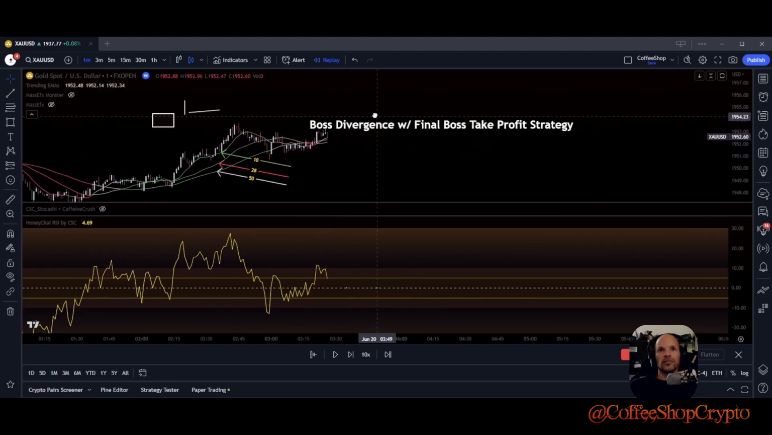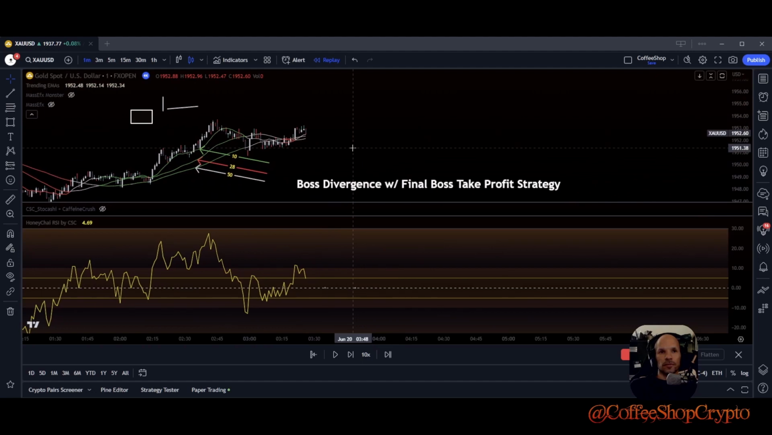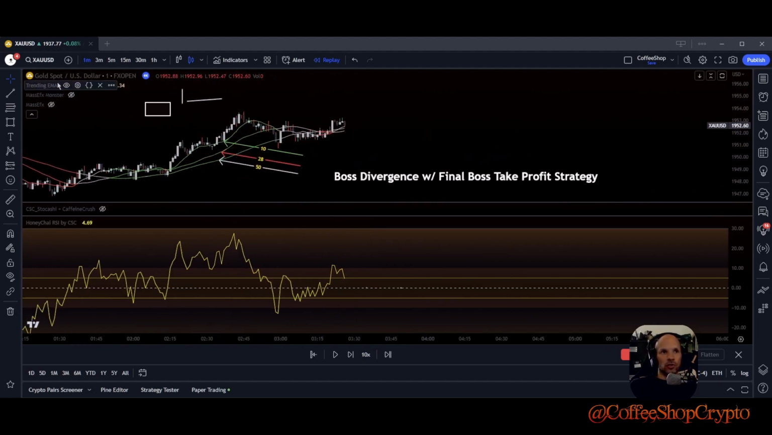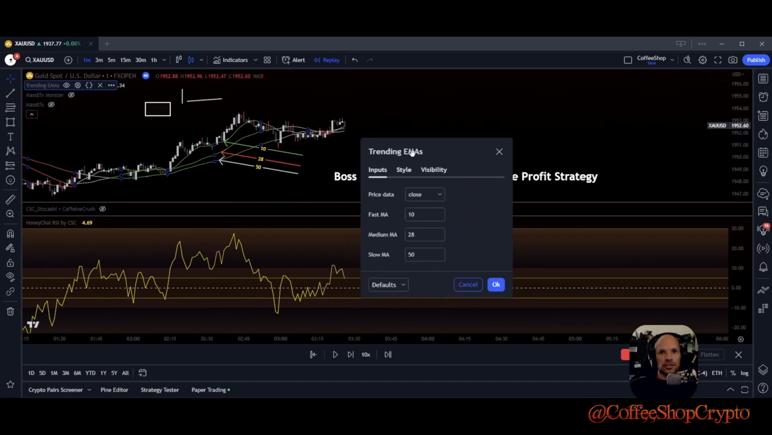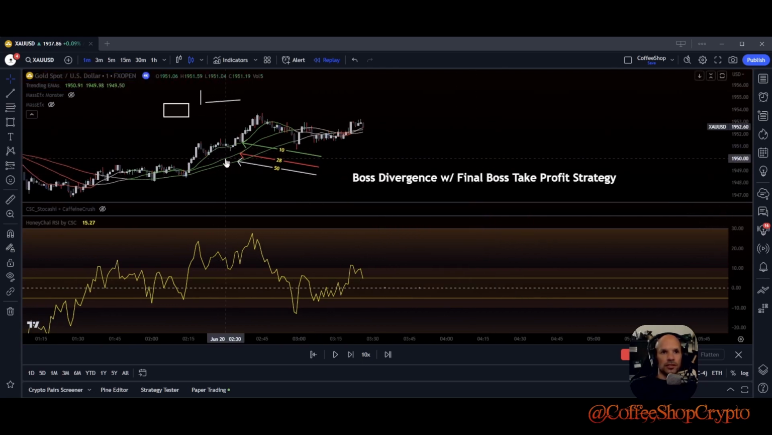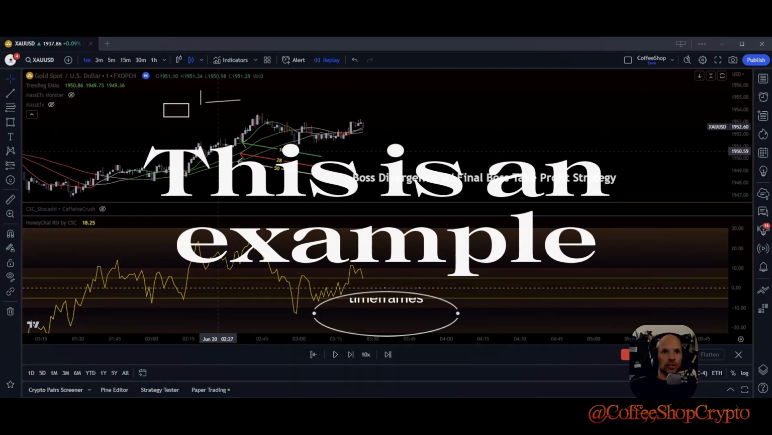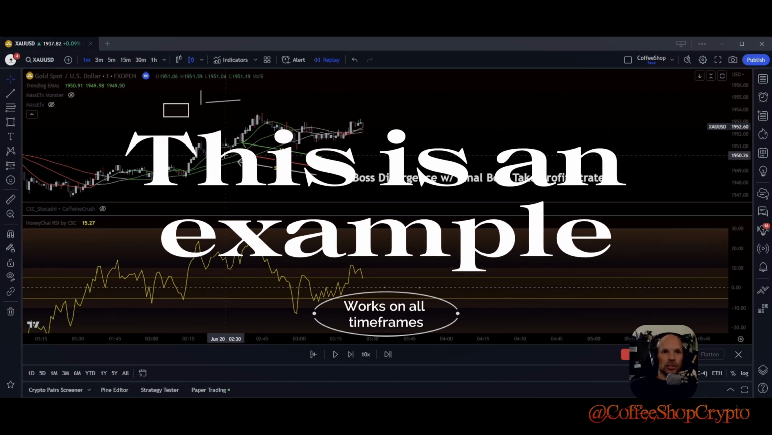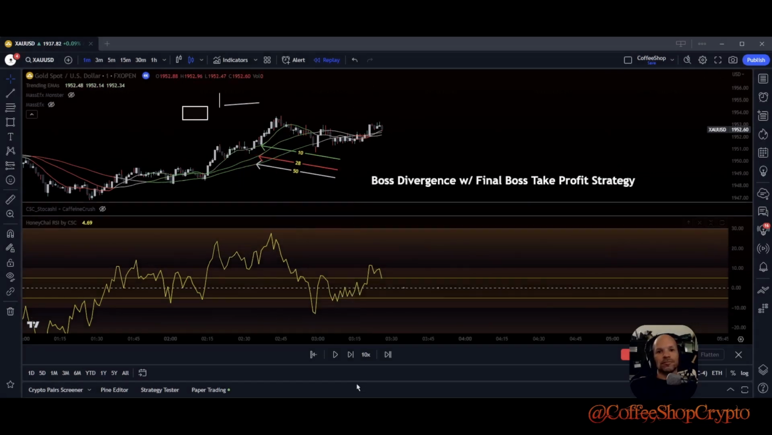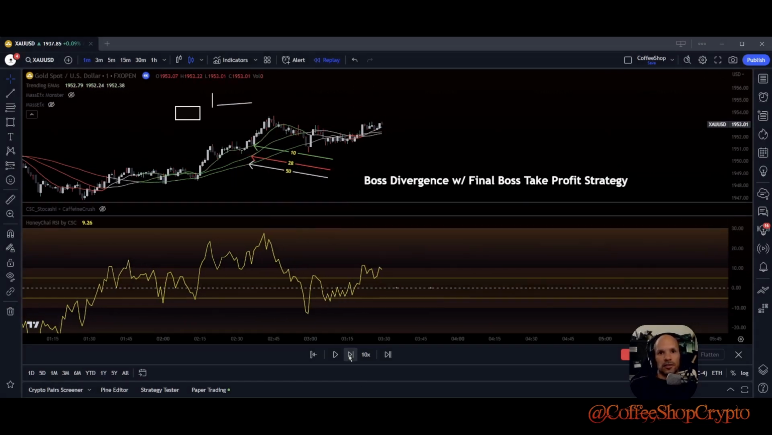So let me move this out of the way and let's find a divergence. By the way, let me just show you the indicator real quick here. Trending SMAs, it says EMA, don't worry. You've got a 10, a 28, and a 50. The 10 is the fast one, the 28 is the medium one, and the slow one is the 50. This is just your overall trend, but these two are the ones you want to watch, where things happen.